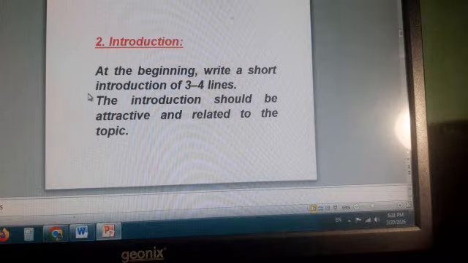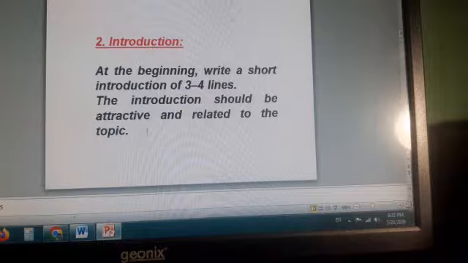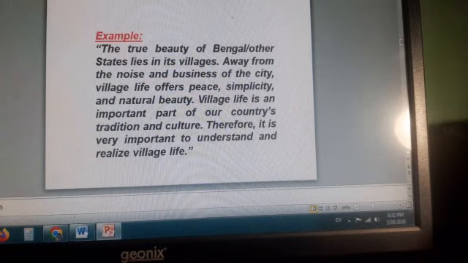Number 2, introduction. At the beginning, write a short introduction of 3-4 lines. The introduction should be attractive and related to the topic. Example: the true beauty of Bengal or other states lies in its villages, away from the noise and business of the city. Village life offers peace, simplicity, and natural beauty. Village life is an important part of our country's tradition and culture. Therefore, it is very important to understand and realize village life.